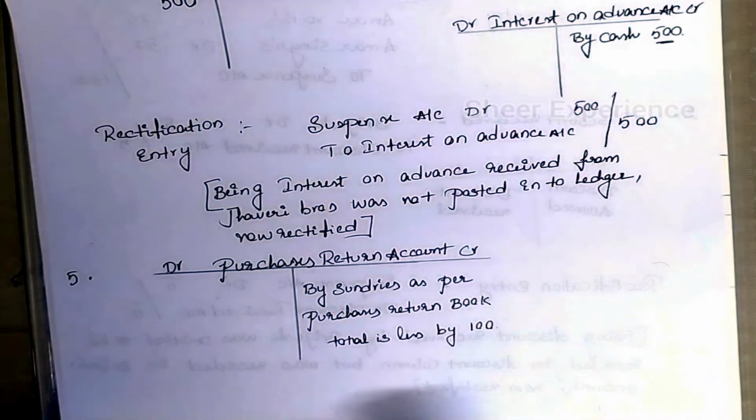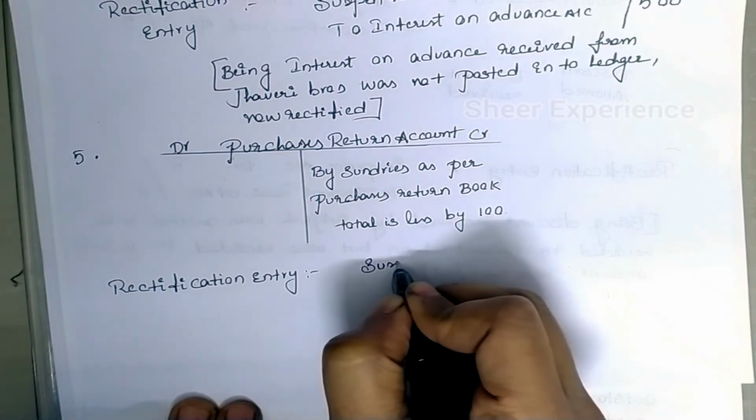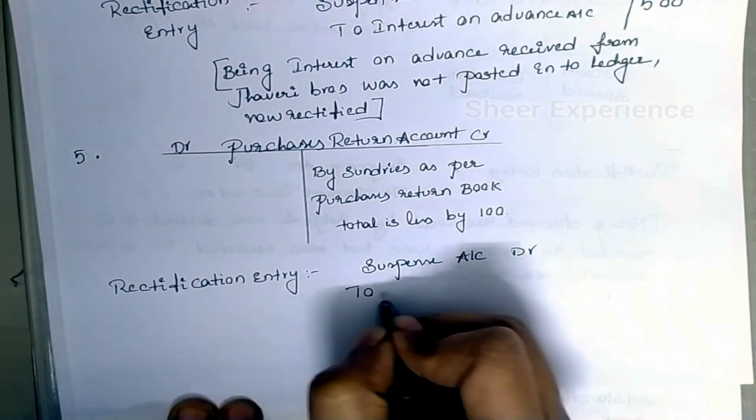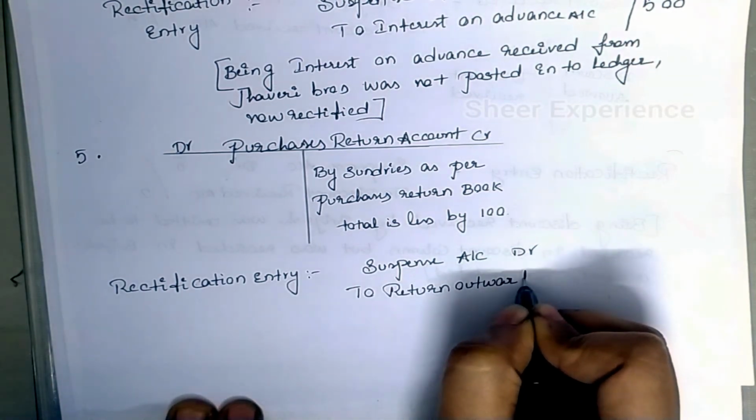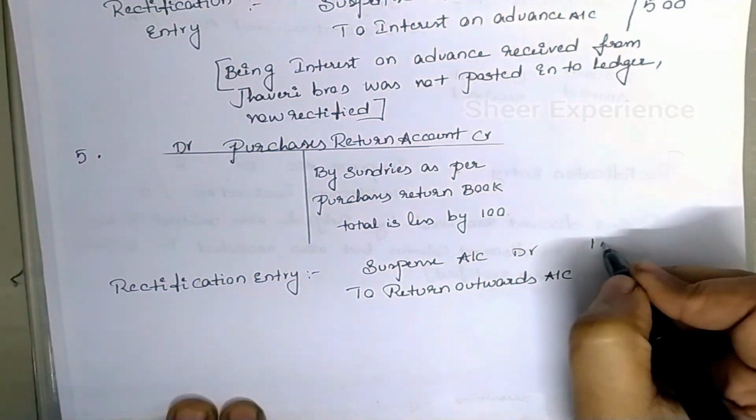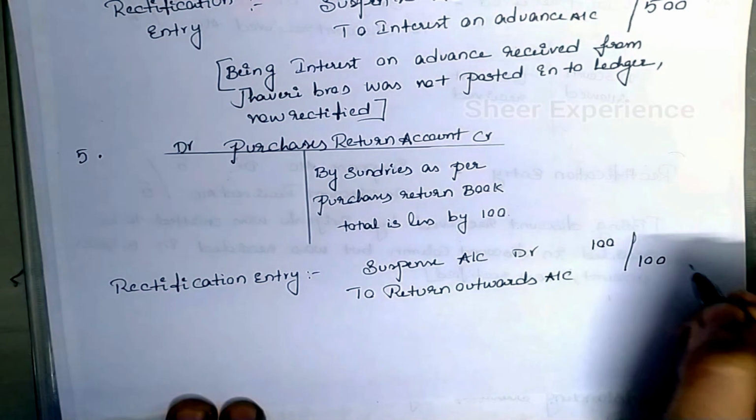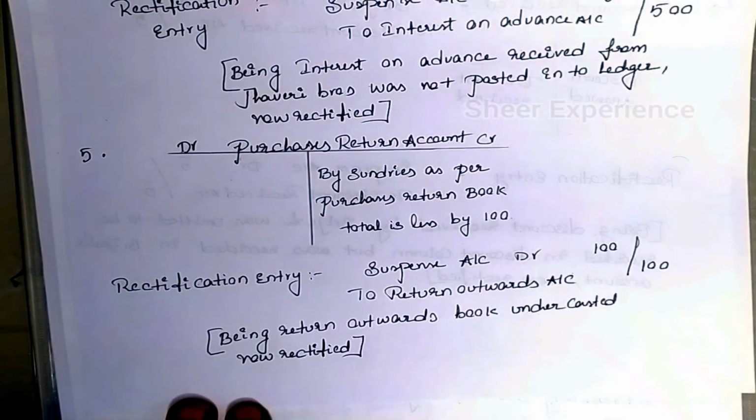To increase the total on the credit side by 100, we have to debit suspense account and credit purchase returns account or returns outwards account. Rectification entry is suspense account debtor to returns outwards account. The amount is 100. We have rectified all the errors.